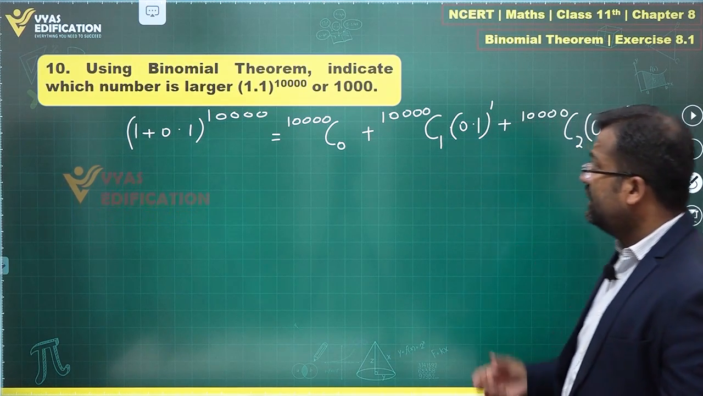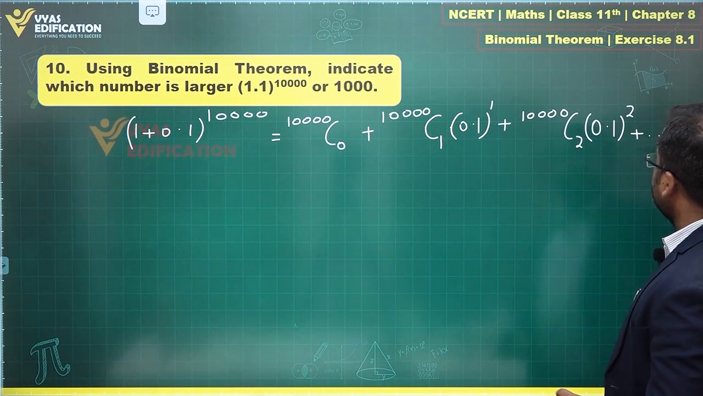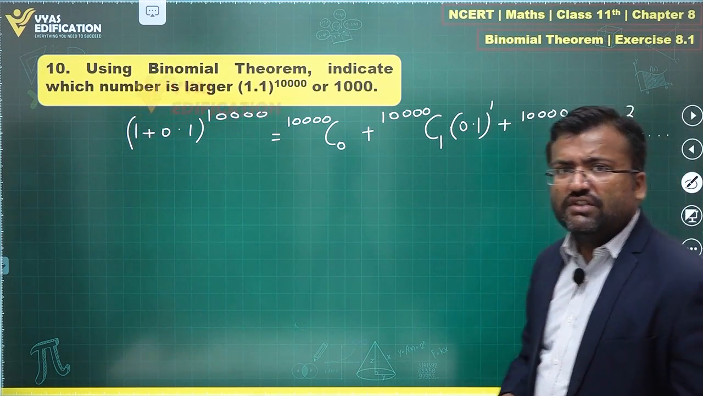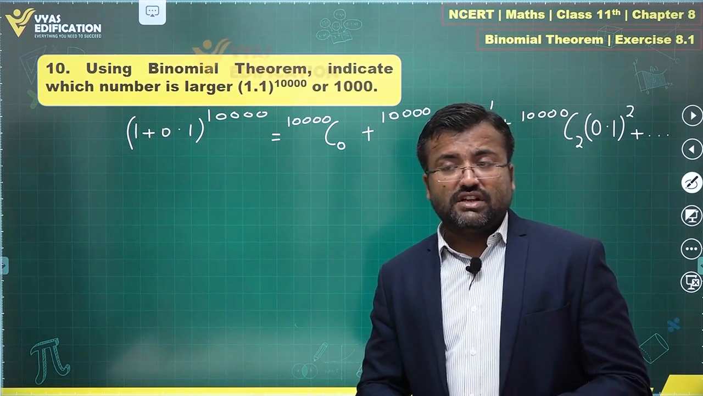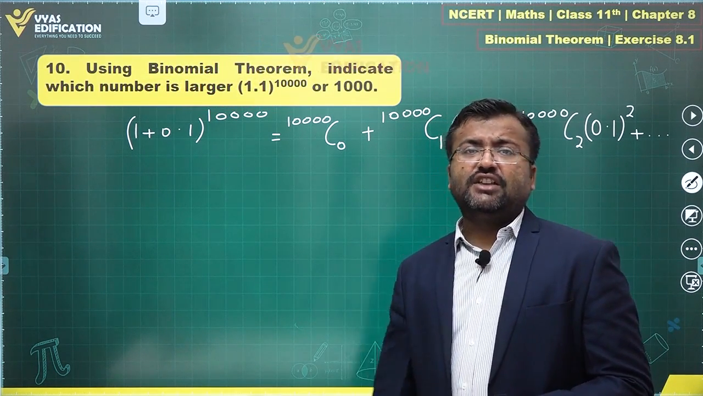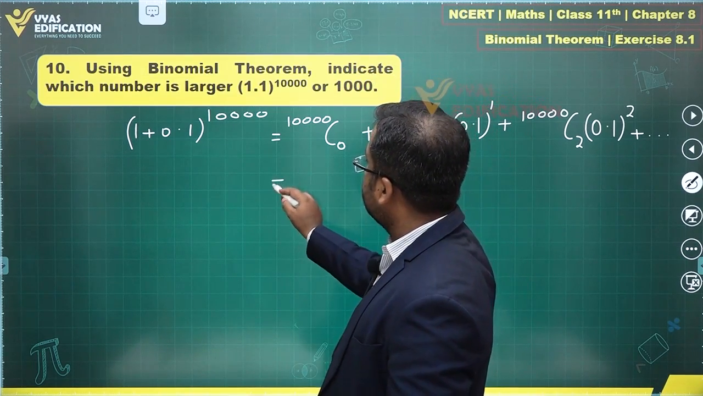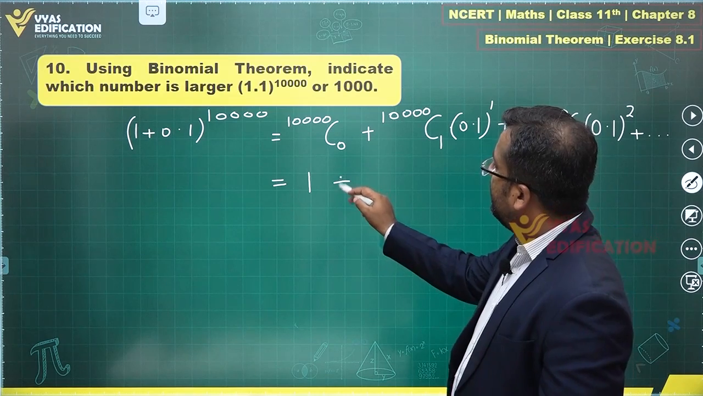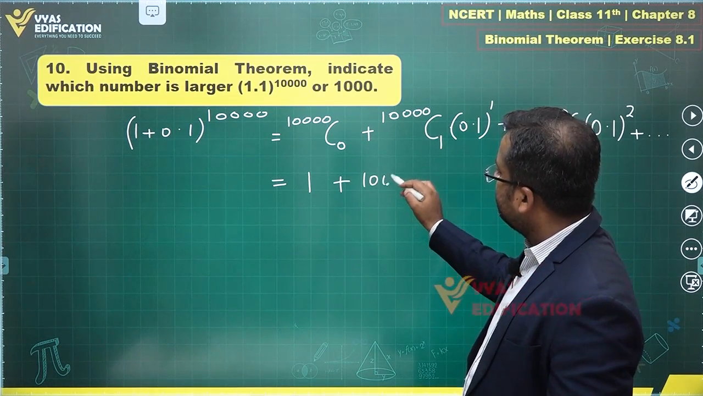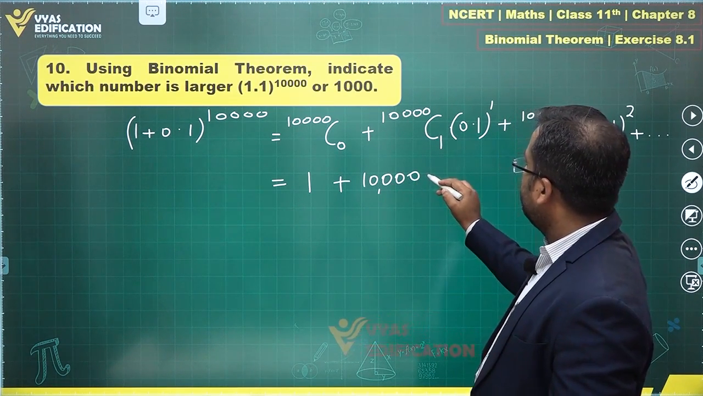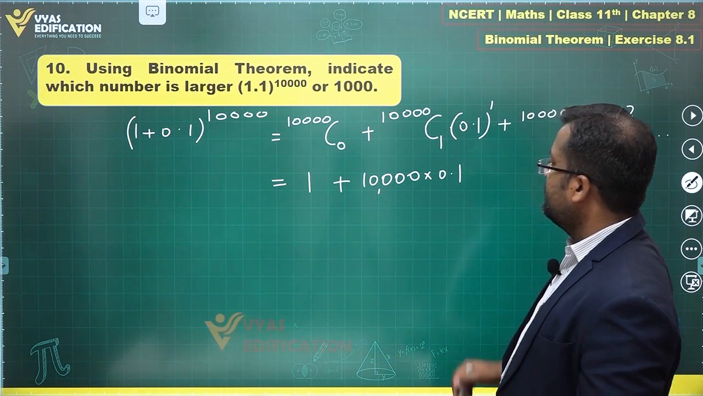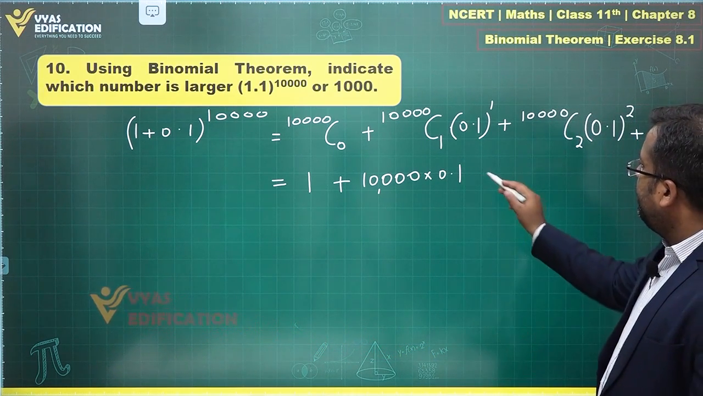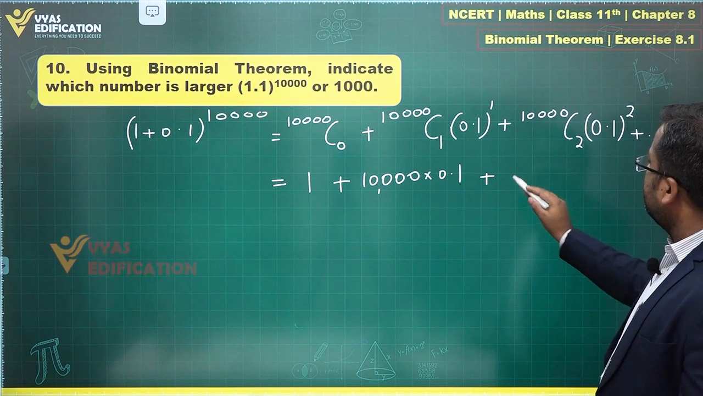But you observe, this term will be positive, this term will be positive, all other terms will be positive. There will be a lot of terms, but all of those will be positive terms, although the magnitude will gradually reduce. But what about this term? This is 1, 10,000 C0 is simply 1. 10,000 C1 is 10,000 times 0.1 is what you have. Plus, you have some more positive terms.